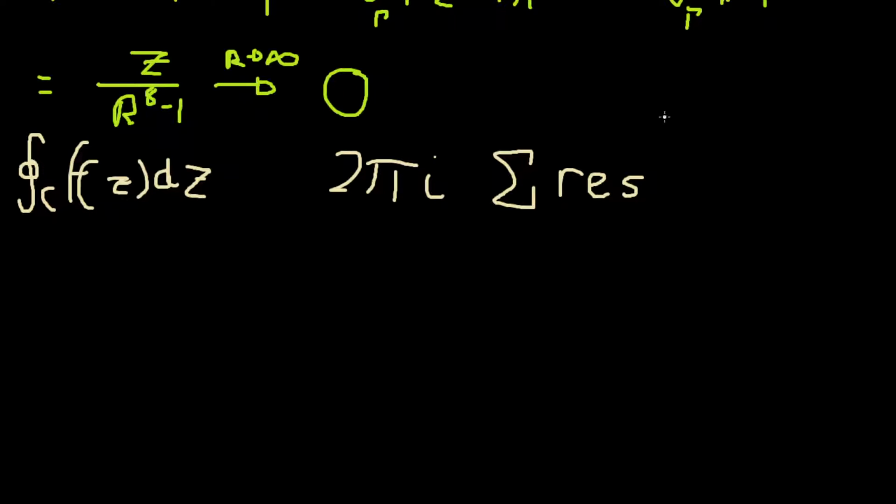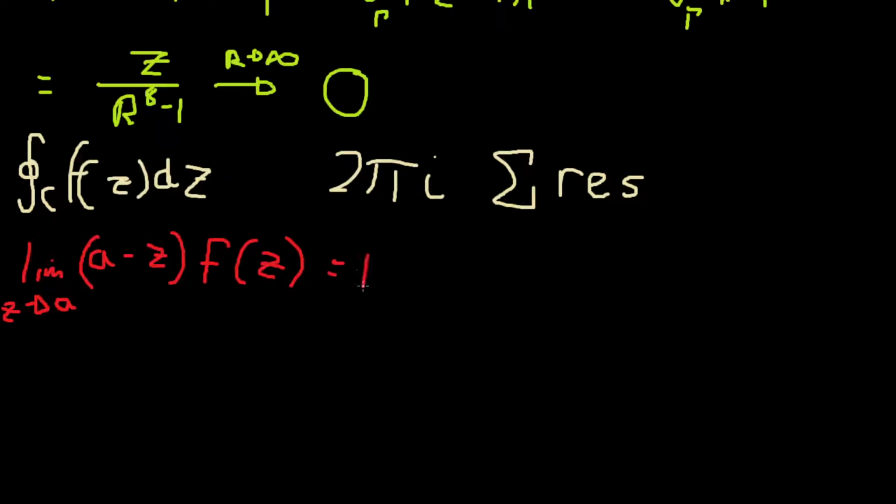So to calculate the residue of a singularity of the function f of z, we take the limit as z approaches, let's call the limit point a, of z minus a times f of z. This is equal to the residue at a.